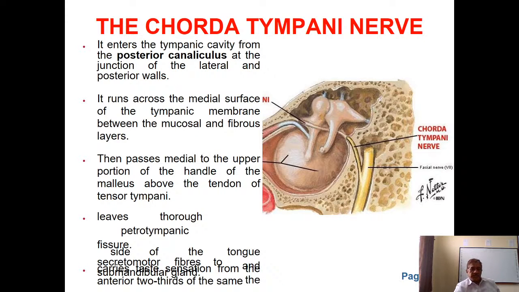and then comes into the neck, and then joins the lingual nerve, through which it carries the taste sensations as well as the secretomotor fibers to the submandibular and sublingual glands. So this is what is described here.